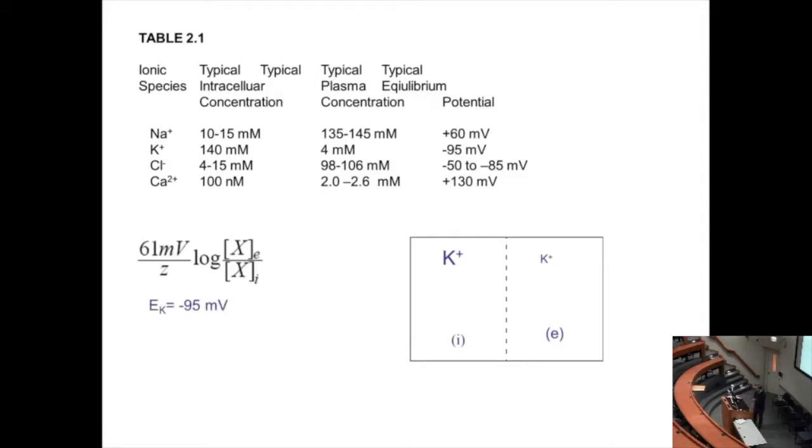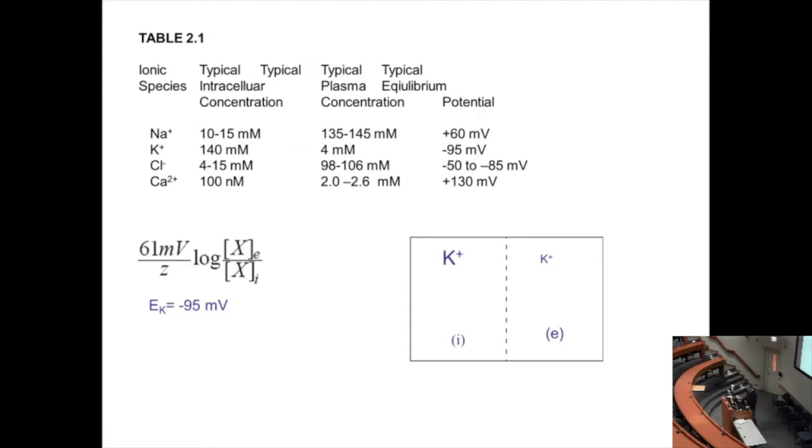So this table tells you what the typical equilibrium potential is for these four very, very common ions in your body across a typical cell, okay? And you can calculate them all by plugging these numbers into the Nernst equation, and you'll get these numbers over here, all right? And these are typical physiological concentrations, all right?